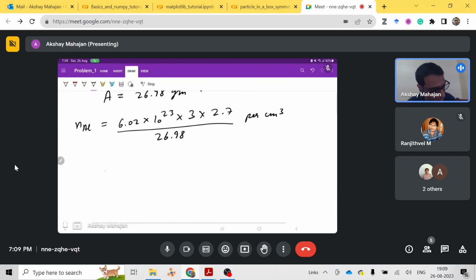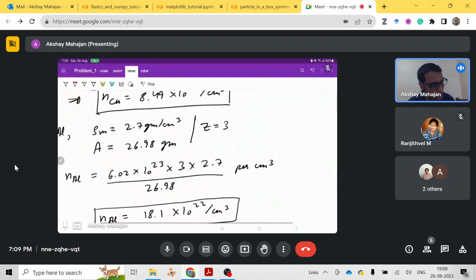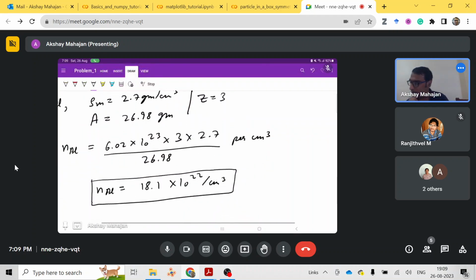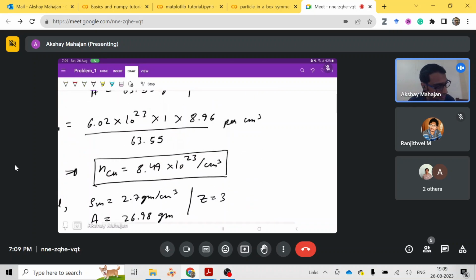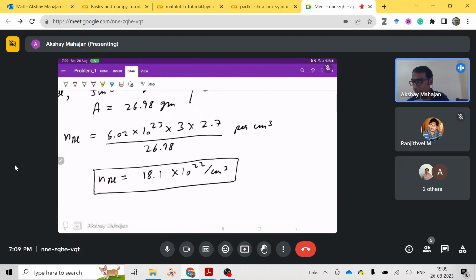So N of aluminium, if you just calculate this, will come as 18.1 times 10 to the power 22 per centimeter cube. So this is our answer for copper and for aluminium. You can see that for copper, the free electron density is 8.49 times 10 to the power... it is 10 to the power 22 actually, sorry, my mistake. So 8.49 times 10 to the power 22, and for aluminium it is going to be 18.1 times 10 to the power 22.